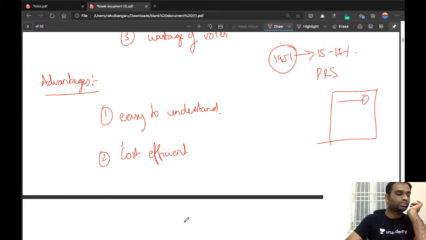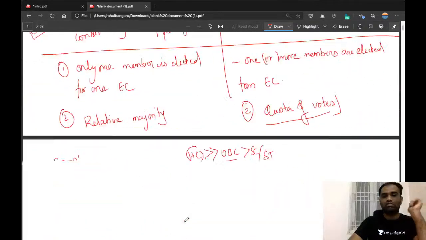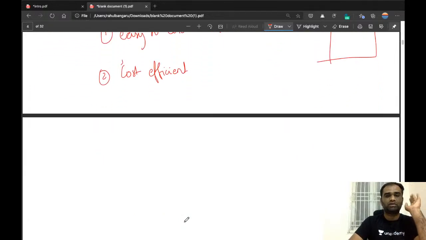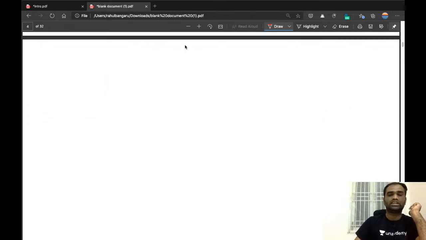Okay, so this is cost efficient. So these are the advantages. I've explained everything about the first past the post system, how it works, and what its advantages as well as disadvantages are. Now let's take a look at the proportional representation system.